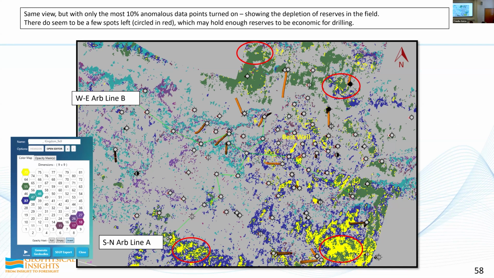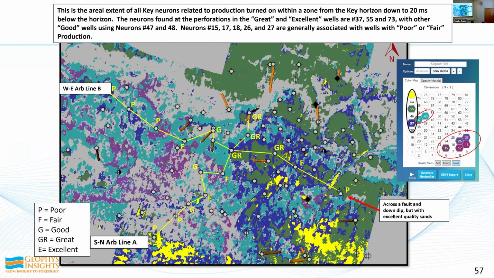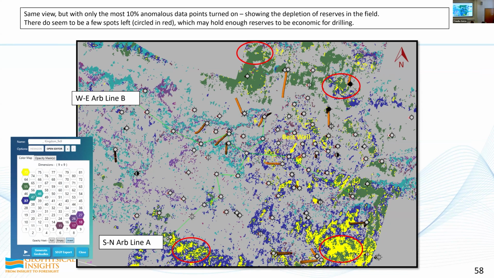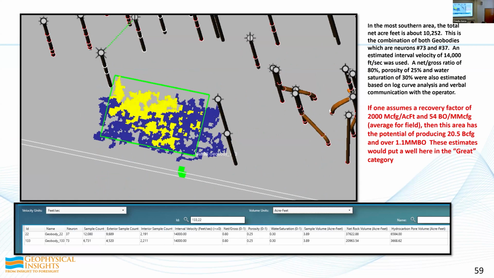So I'm going to go back. Here's with all of the 100% of the data points for each of those neurons that I've circled up there for the good, great, and poor wells. And here's what it looks like when you go down to 10%. Now, there are some areas left, and I've circled a few of them that I want to go in and look at, but I went in and looked at one particular area which had the best neurons in it, the yellows and the blues, which relate to the well that made 33 BCF and almost 2 million barrels of oil.